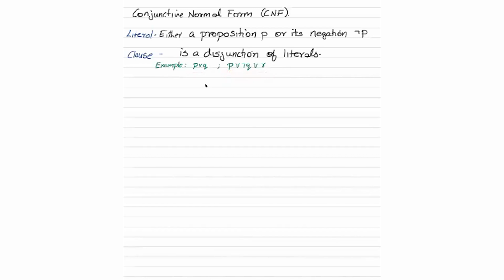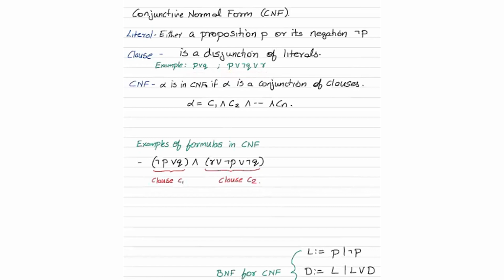Finally, what is a conjunctive normal form? A formula is in conjunctive normal form if it is a conjunction of clauses. Your formula alpha is going to be a conjunction of clauses, and a clause is a disjunction of literals. So it's a conjunction of disjunctions of literals. If your formula has this syntactic structure, then you would say that it is in conjunctive normal form.